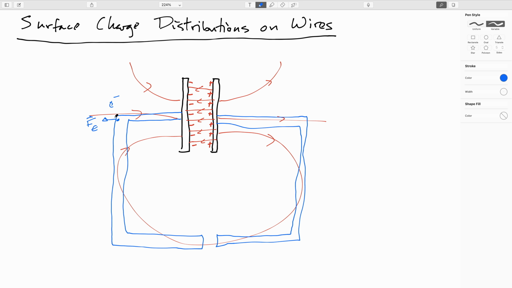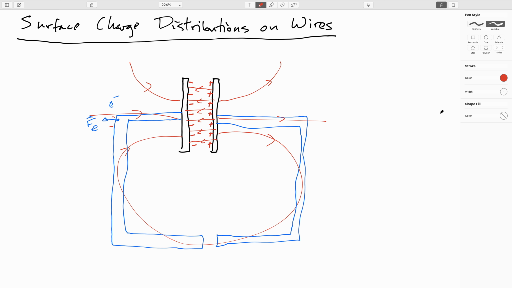Now, when it gets to the edge of the wire, where's it going to go next? Well, it can't go anywhere. So what winds up happening is you actually start building up a bit of negative charge around this corner here.